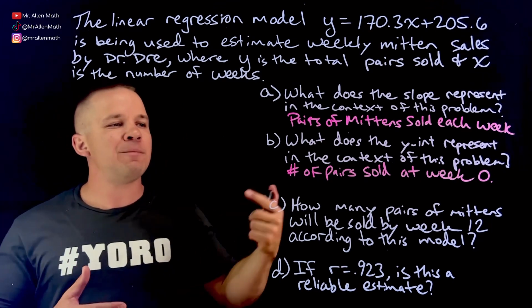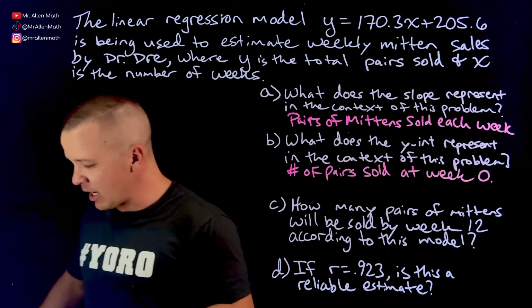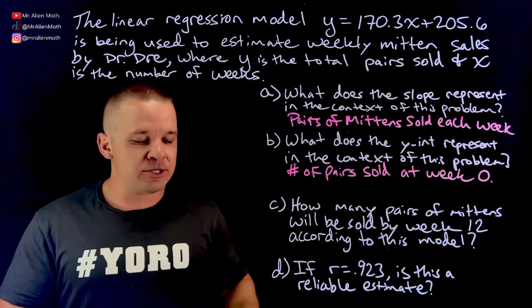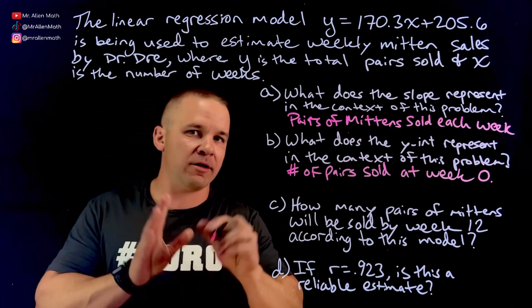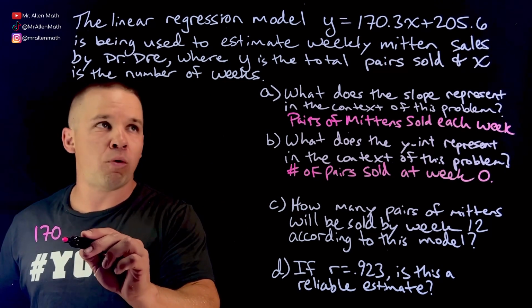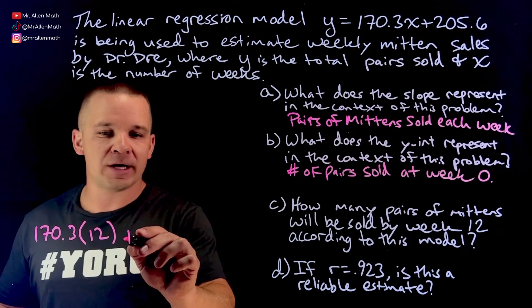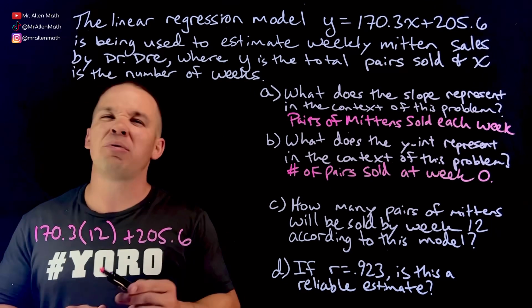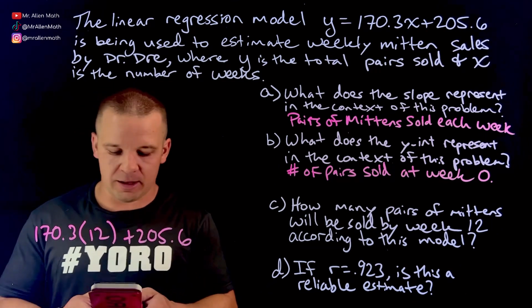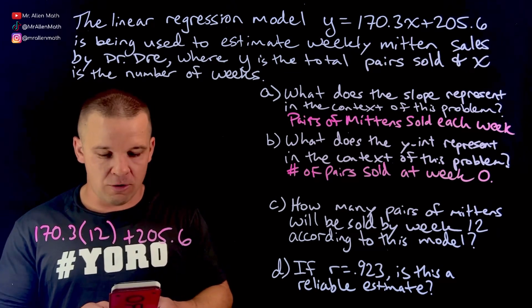Part C here. How many pairs of mittens will be sold by week 12 according to this model? Now, we got to bust out our TI, all right? Normally I'd pop this thing up there, but this one's a pretty simple plug in. All we're going to do is in our calculator, it should look something like this. I'll jot it down right over here. We're going to have 170.3 parentheses, we're just going to put in 12, close them, plus 205.6. We plug it in just like that into whatever calculator you have. I obviously prefer the TI-84 Plus graphing calculator.